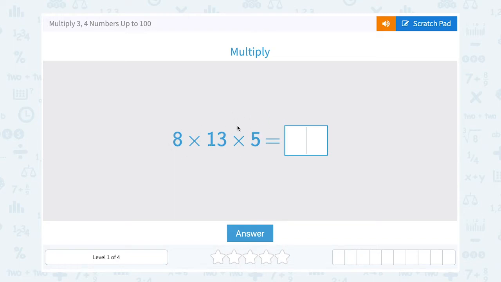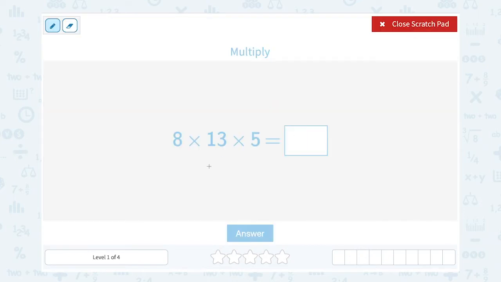Or I can change the order around. If I wanted to, I could say 8 times 5 first and then multiply by 13. So again, you have some options. Now, I like to multiply the easy mental math ones first. 8 times 5 is just going to be 40. So let's change the order and multiply 8 times 5 first. So that's going to give me 40, and I'm going to multiply that times 13.